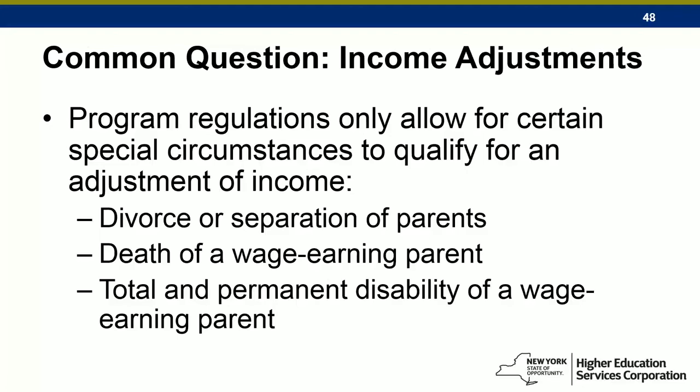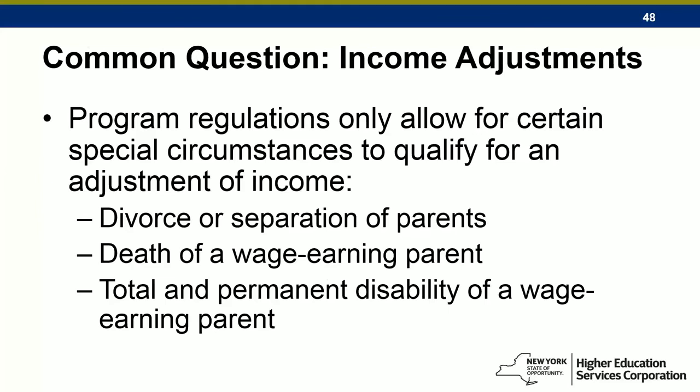We only allow income adjustments for a certain set of circumstances, and that's divorce or separation of parents, resulting in a change in income, death of a wage-earning parent, obviously resulting in a change of income, or the total and permanent disability of a wage-earning parent that results in a change of income this year. We do not currently accept income appeals or adjustment requests for loss of employment or for one-time income distributions.